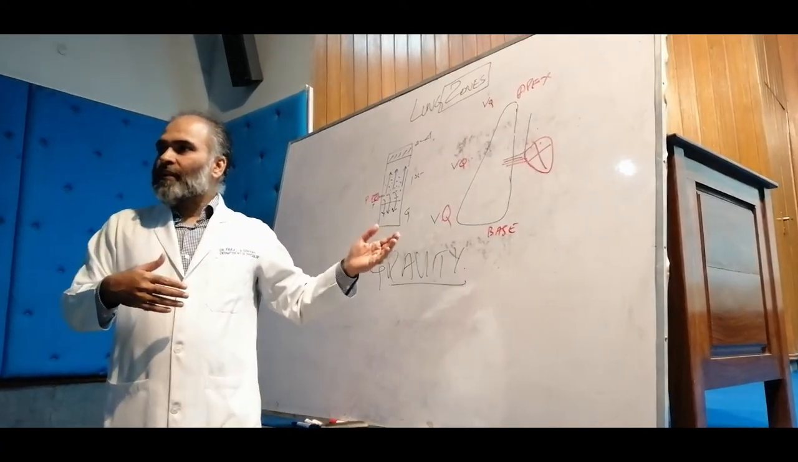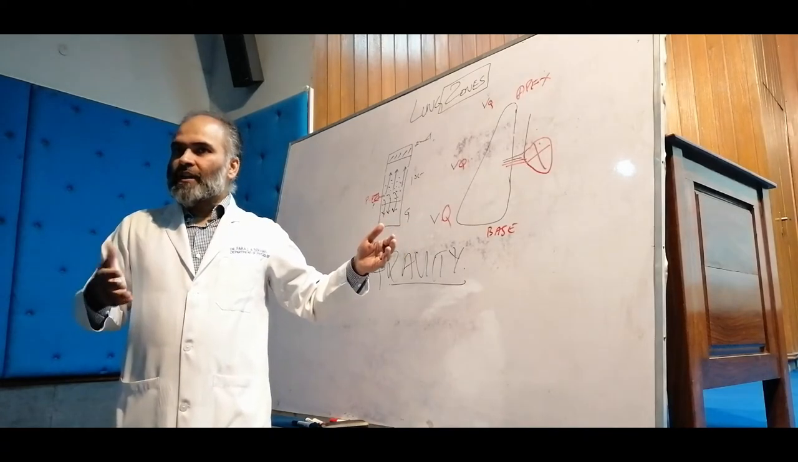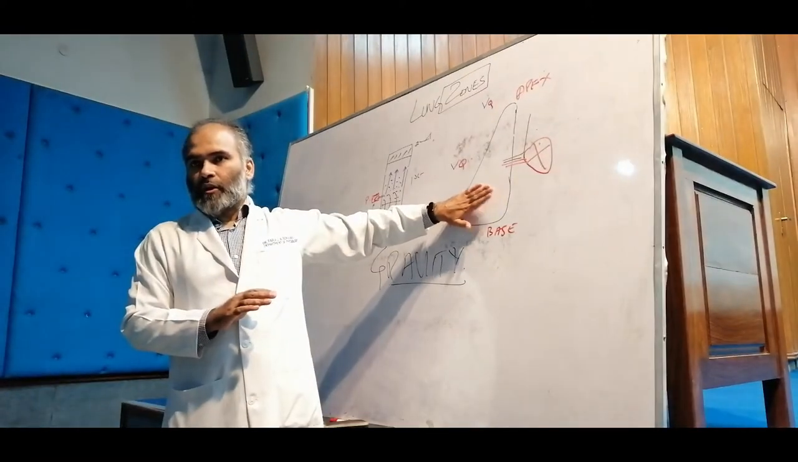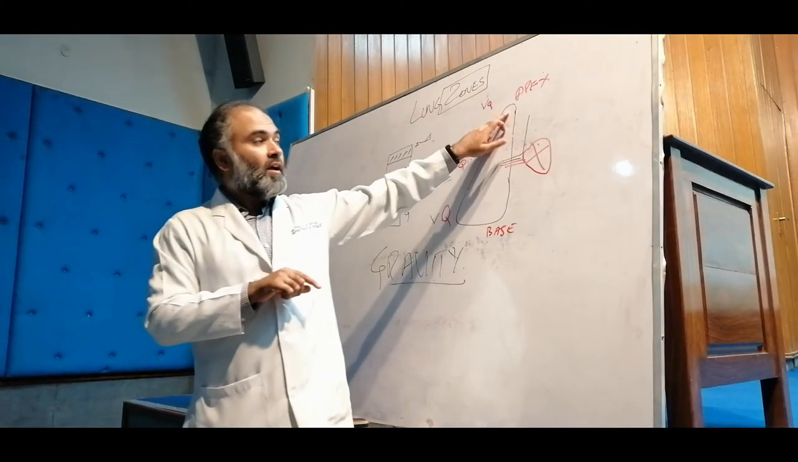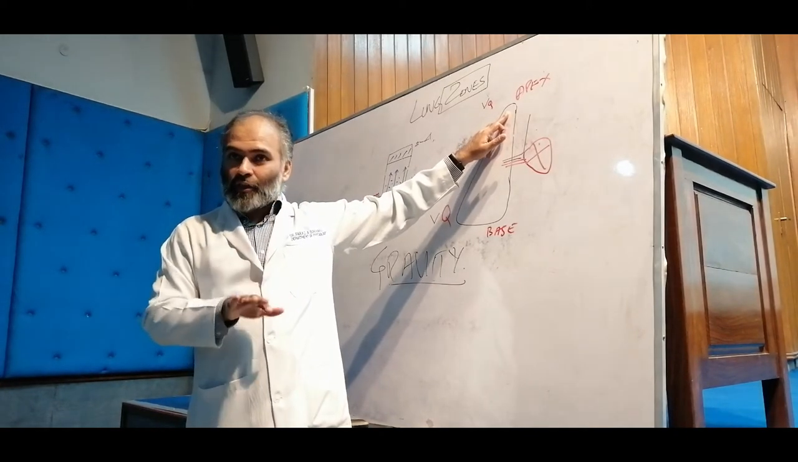The Qs at the bottom of the lung will be much higher than the Vs. Now we are talking about the region. The Qs here will be much higher than the Vs. And here, the Vs will be much higher than the Qs.